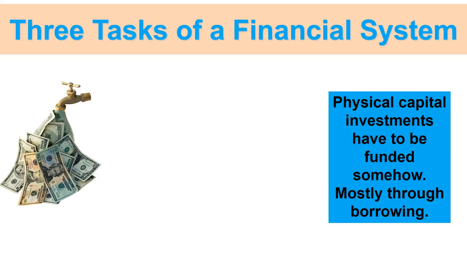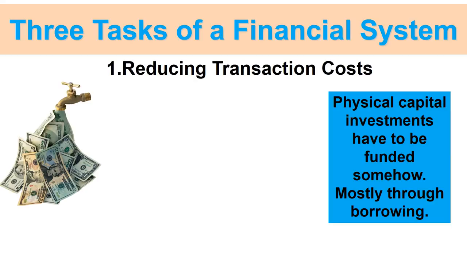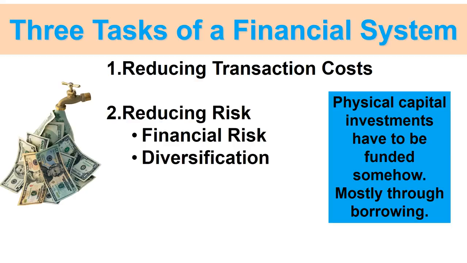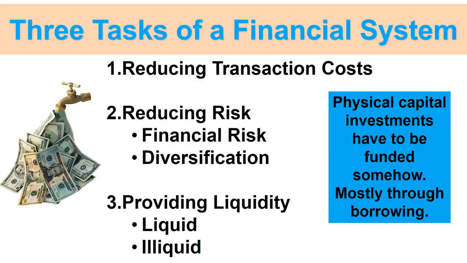So there are three things that the financial system is looking to do. Number one, reduce your transaction costs. Number two, reduce your financial risk. They're also looking to help you diversify. For example, if I put all of my money into Home Depot stock, but they go bankrupt, then I'm not going to have any money. The third thing is looking at liquidity.